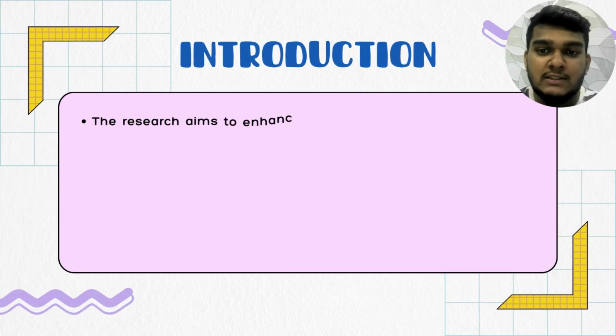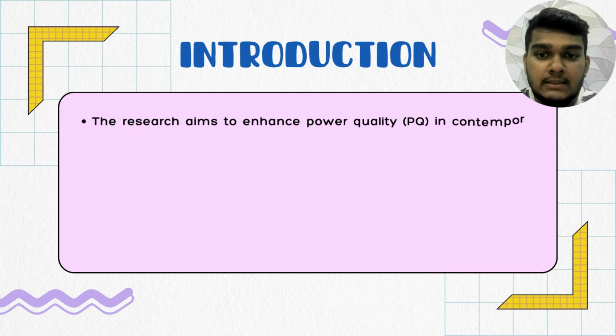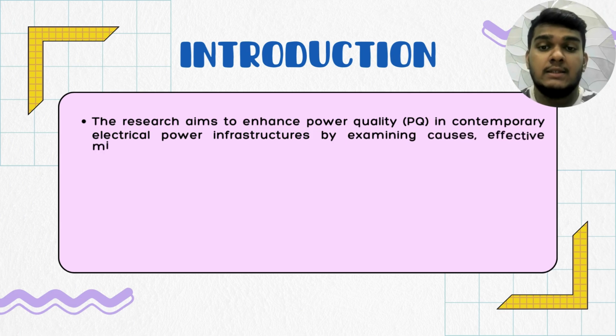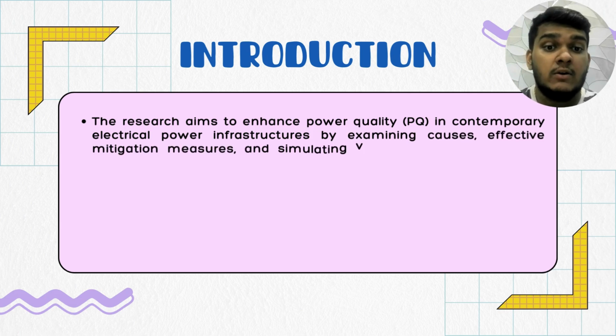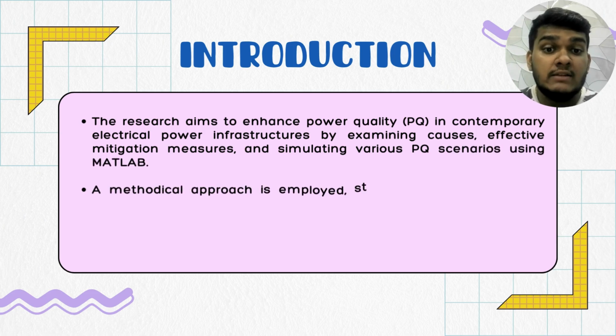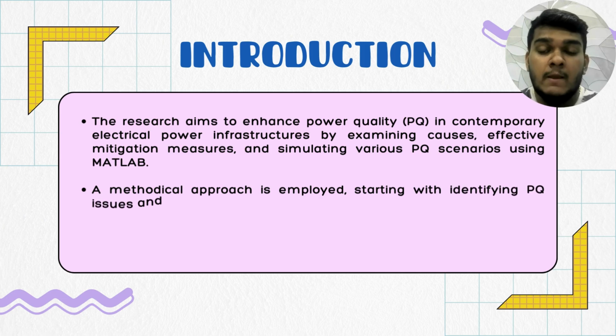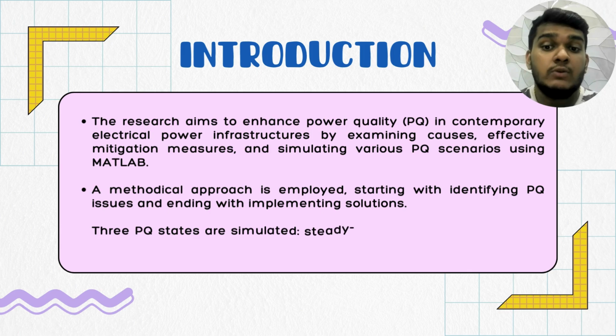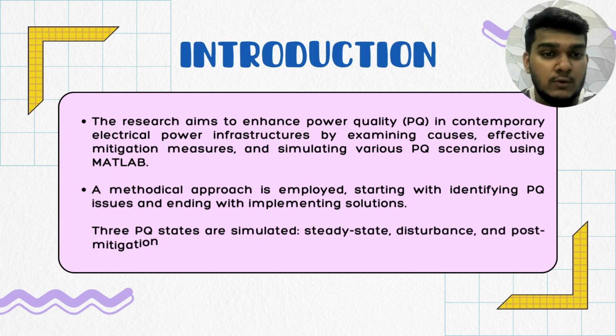Moving on to the introduction. Firstly, the research aims to enhance power quality (PQ) in contemporary electrical power infrastructures by examining causes, effective mitigation measures, and simulating various PQ scenarios using MATLAB. A methodical approach is employed, starting with identifying PQ issues and ending with implementing solutions. And then three PQ states are simulated, which are steady state, disturbance, and post-mitigation recovery.